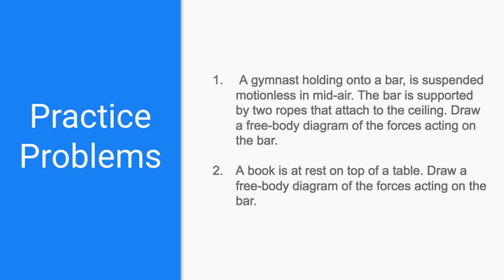Now we have some practice problems. A gymnast holding onto a bar is suspended motionless in midair. The bar is supported by 2 ropes that attach to the ceiling. Draw a free body diagram of the forces acting on the bar. The second problem is a book is at rest on top of a table. Draw a free body diagram of the forces acting on the book. Sorry. So I will give you some time for you to work on these, and I'll go over the solutions in a minute.